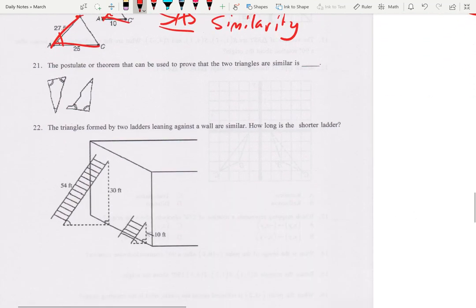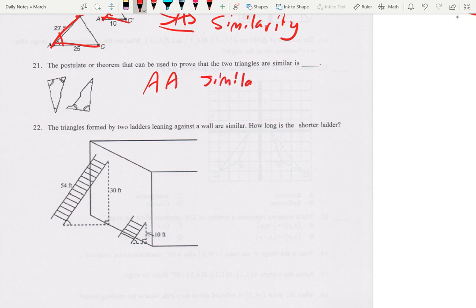Number 21, which postulate or theorem can be used to prove two triangles are similar. Now these triangles are kind of broken, and that's fine. They have three angles corresponding, but the similarity theorem that we talked about isn't really a similarity because you don't need all three angles, you just need two. So technically the answer would just be angle similarity.